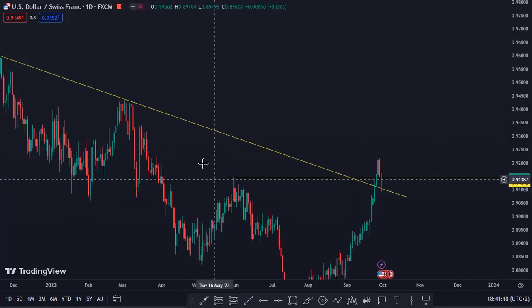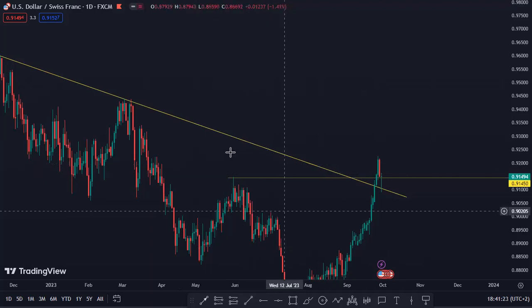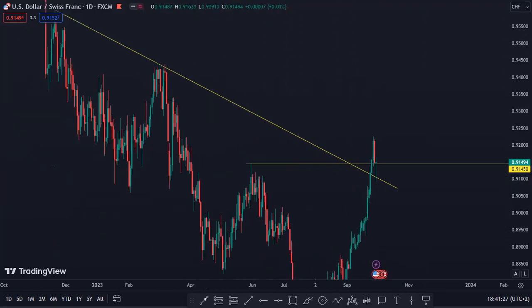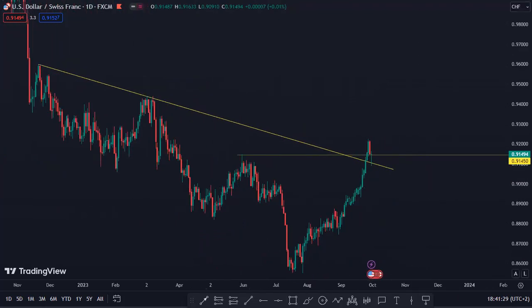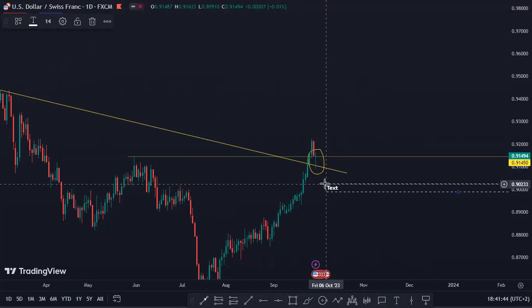It also tested this previous lower high, right? And it closed above. And look, just from a daily time frame, guys, you can see that price already gave us a reversal candlestick on the retest of the trend line after the breakout. And we identify this candlestick as a pin bar, guys. This is a bullish pin bar.